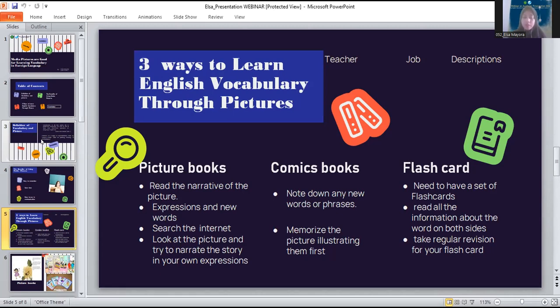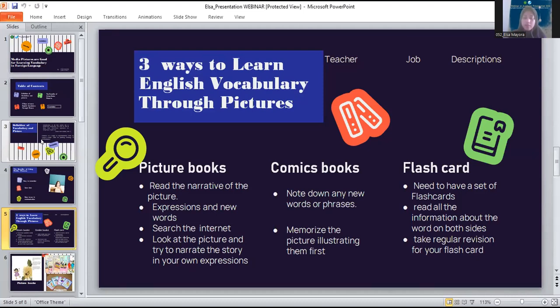And then comic books. Learning English through comic books is quite the same as the way you do with picture books. The only difference here is that the narrative in a comic book is shorter, and a picture is usually illustrated in action. All right, so this is how we learn new words or phrases. To memorize the words, memorize the picture, and you are starting the story. This will help you to learn vocabulary effectively.